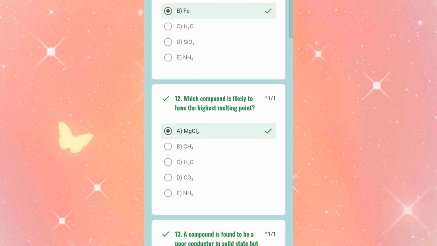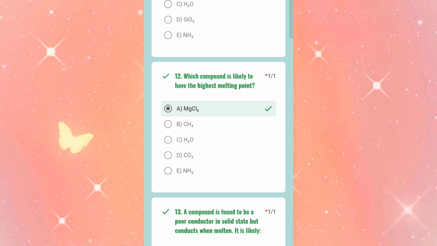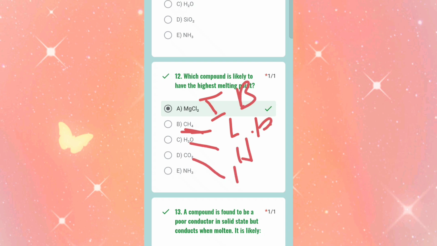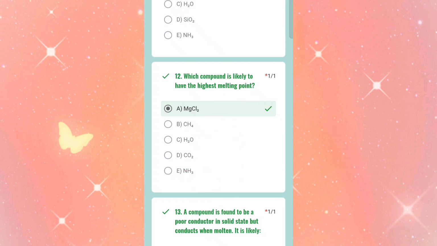Which of the following is likely to have the highest melting point? Highest melting point, this is an ionic compound. This is non-polar and contains London dispersion forces. This contains an ionic bond. This contains London dispersion forces. H2O contains hydrogen bonds, CO2 contains London dispersion forces, and NH3 contains hydrogen bonds. So these are the weaker forces. London dispersion forces are the weakest. Hydrogen bond is a little stronger, but an ionic bond is stronger than the hydrogen bond. So the correct answer will be MgCl2.